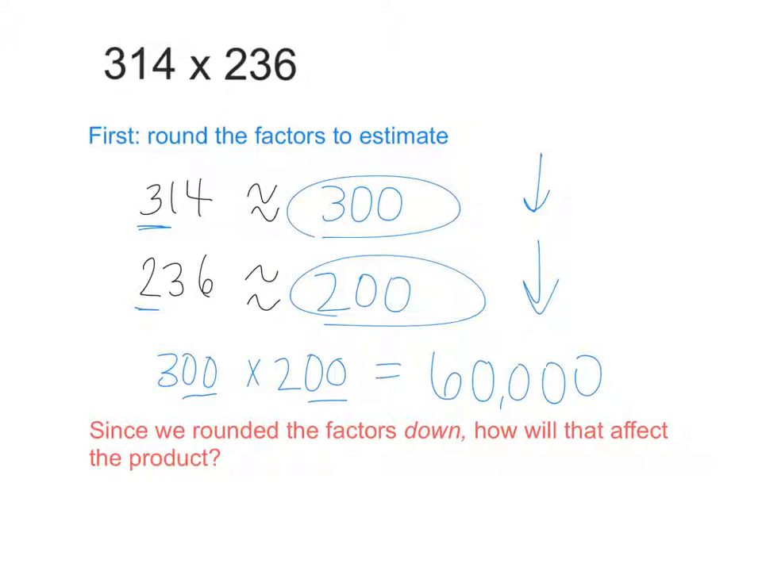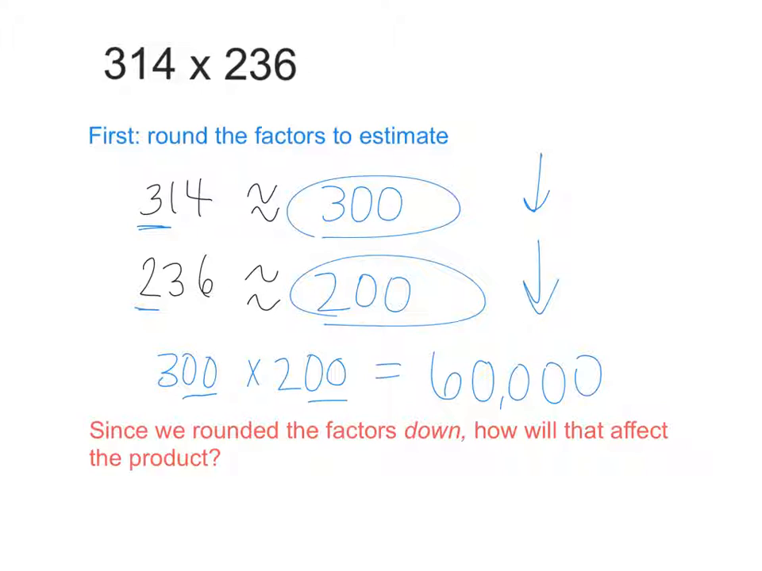Okay. Can you explain to us, since we rounded these factors down, how is that going to affect the estimated product? It's going to affect the estimated product because there were still 14 and 36 in those numbers. And so when we round it, basically we're just taking away the... Yeah, so then how does that affect the product? Is our actual answer going to be higher or lower than 60,000? Our actual answer. Lower. I mean higher. It's going to be higher because the products are lower than the actual factors, right? So our actual product is going to be higher. It's going to be more than 60,000.